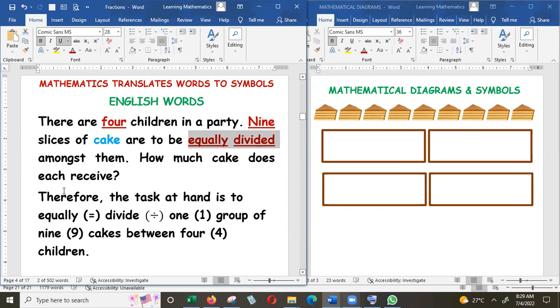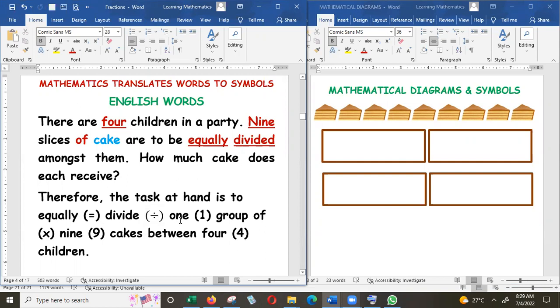Now this is very important. The way this is phrased, 1 group of 9. The word of has a symbolic translation. The word of in mathematics is the times, represented by an X. So the multiplication sign represents the word of, especially in fractions.